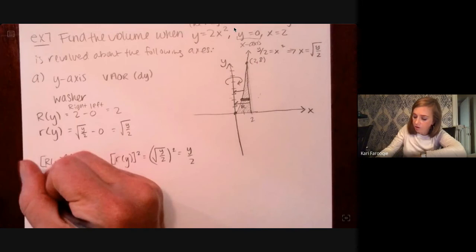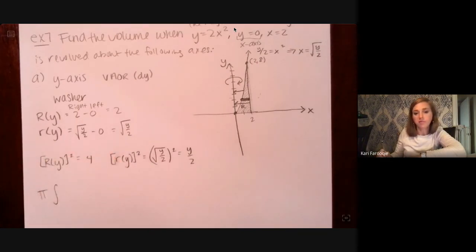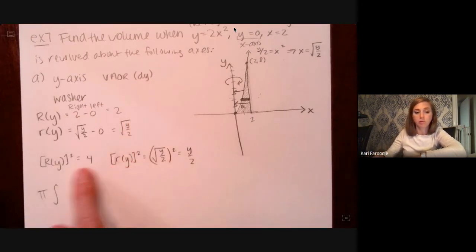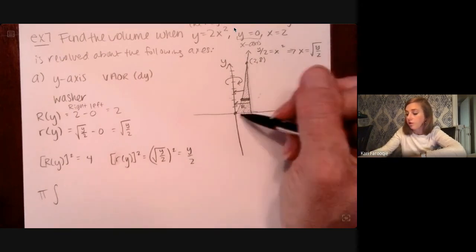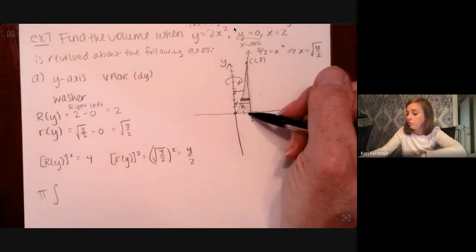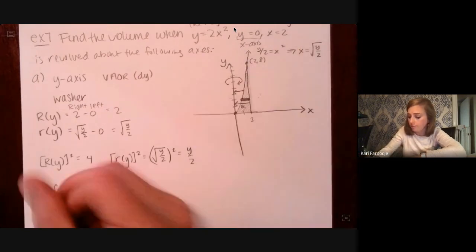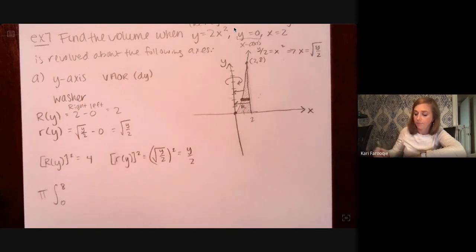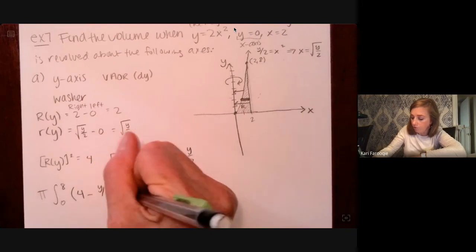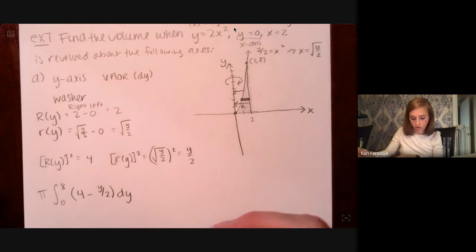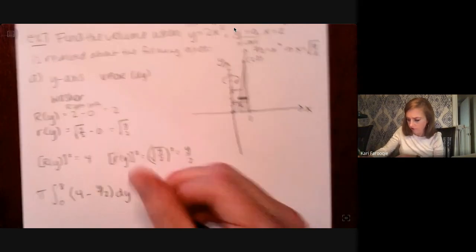So your setup here is going to be pi times the integral from, and remember I'm going from c to d here. I'm looking at a dy integral with R of y and r of y. So I'm not going from 0 to 2. I'm going to be going from 0 to 8. So I'm covering this whole region vertically. And then you'll have 4 minus y over 2 dy. And the answer that you should get is 16 pi.